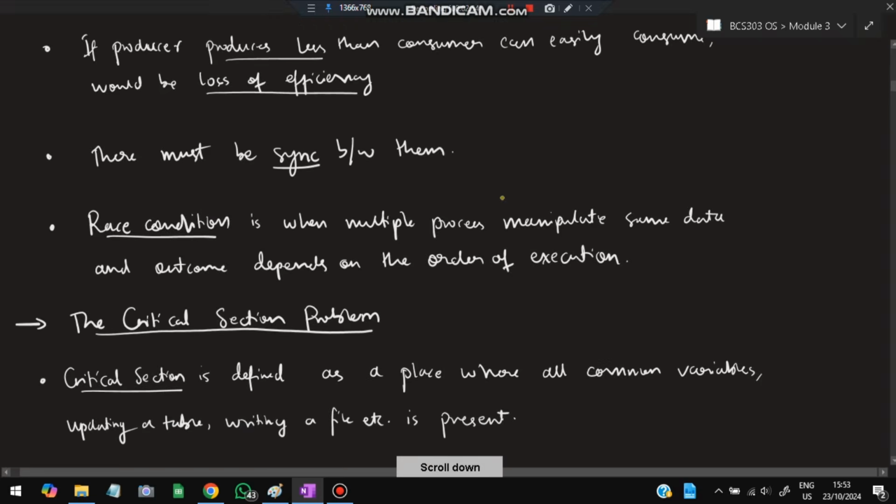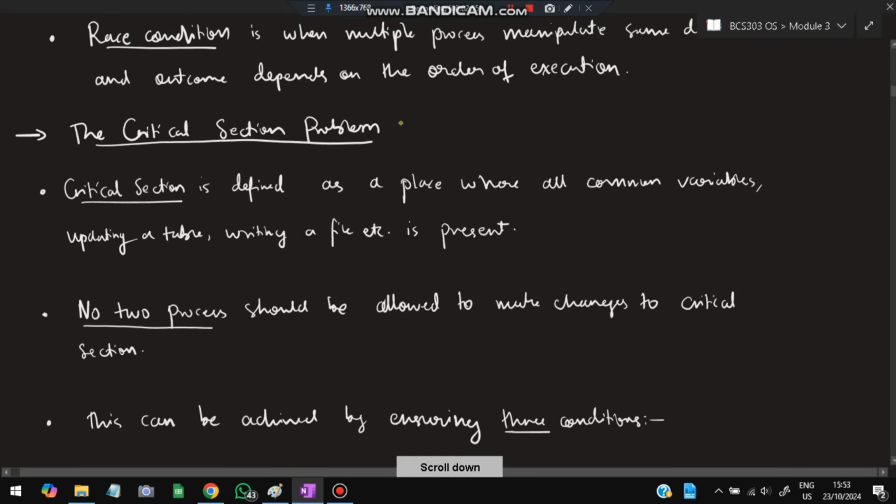Next we have the critical section problem. What do you mean by a critical section? Critical section is defined as a place where all the common variables are, where you update a table or write a file. So the critical section is a place where all the data necessary for the process execution is present. That is called the critical section, also known as CS.